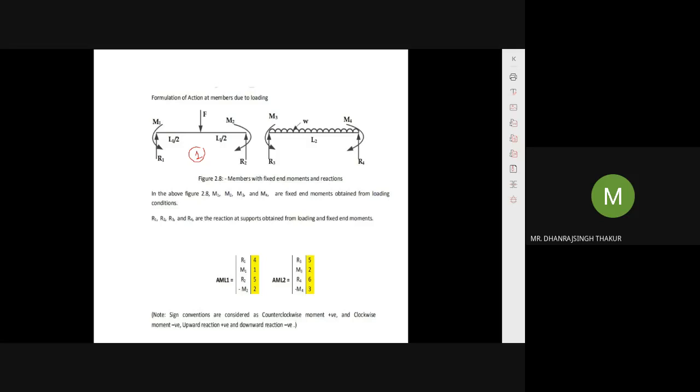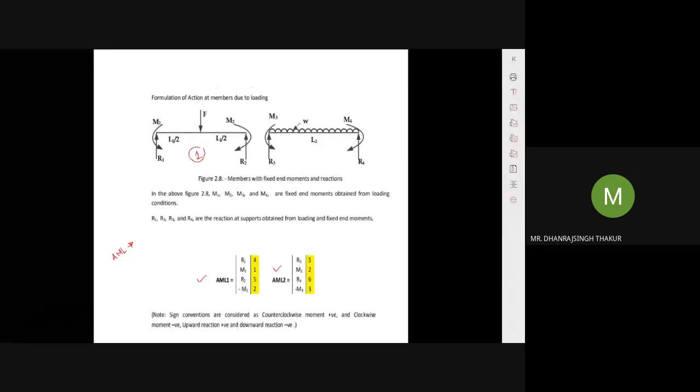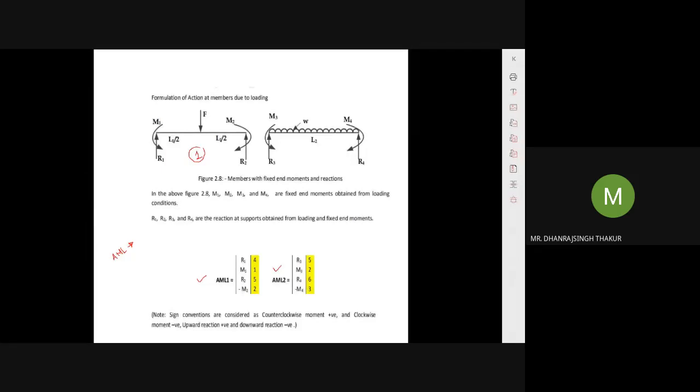Then after, once you find out all these values, you have to find out the AML1 matrix and AML2 matrix. Now what is AML? The AML matrix means member end action due to the load on the member. Here in the case of a beam, the load is acting on the member, but there can be a load acting at the joints also. That will come in the AJ matrix. Either there may be a load at the joint or only a load on the member. Both will appear in the structure.